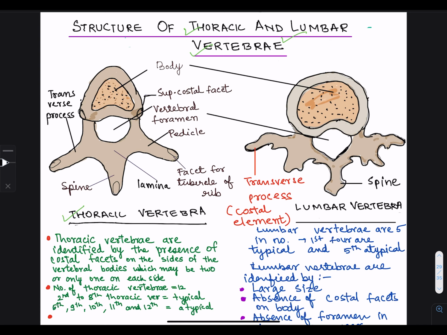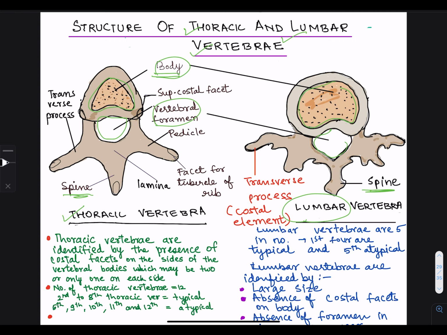In this thoracic vertebra, first of all, we have a body which is common to our lumbar vertebra too. Both have a body. As you can see, this part is the body of a vertebra. Here, this is the body. And this is the vertebral foramen, which too is common to both. Then there is a spine. Here you can see the spine too.